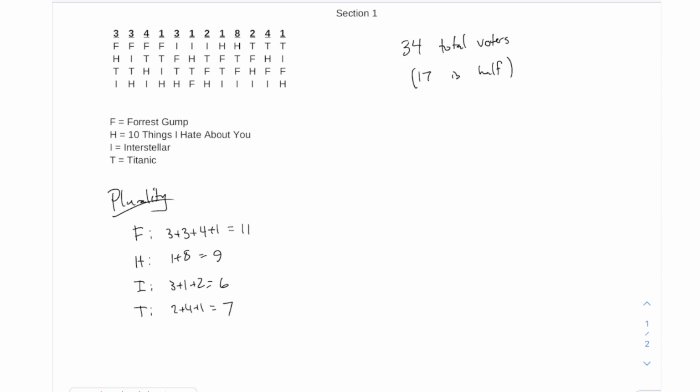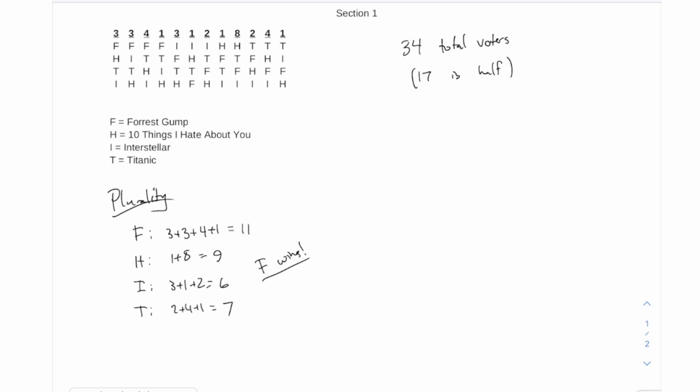All right, and so the winner, using the plurality system, you just look at who got the most, and that would be the F in this case. F wins using the plurality system. And I guess Interstellar is the worst using the plurality system. This is the easiest of the three methods. Any questions about that? I hope that you feel good about the plurality system.